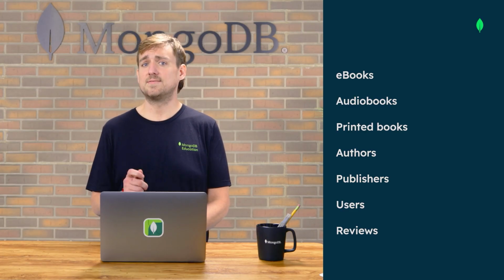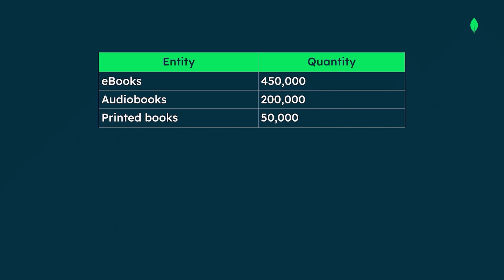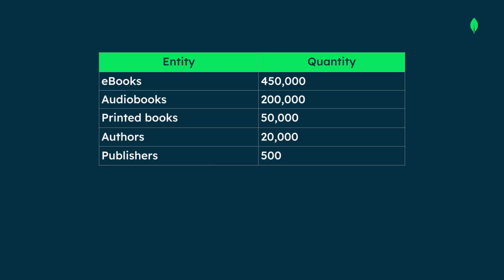For this, we'll rely on data provided by the internal stakeholders. Let's compile this data into a table to visualize each entity and its quantity. Based on the business requirements, most of the books available will be ebooks at 450,000 titles, followed by audiobooks at 200,000. Printed books require us to hold physical inventory, so we'll only stock what we expect to be the top sellers. The total comes to around 50,000 for printed books according to stakeholders. Our business plan assumes we'll hit 20,000 authors within the first 3 years of operation. For now, we're not sure how many publishers we're going to have, but we'll make a rough estimate of 500.